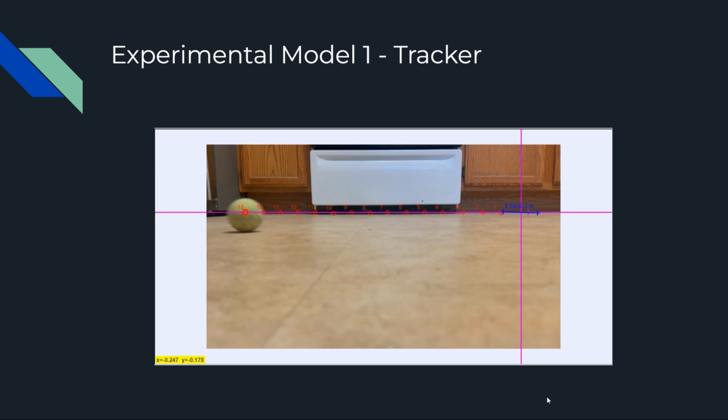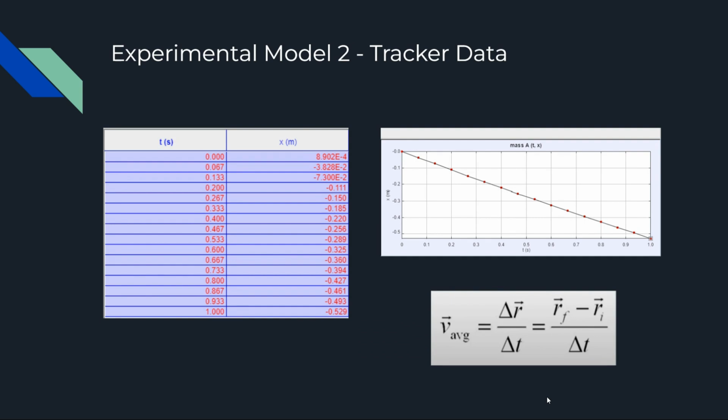After, I pointed out all of the center mass based on each frame to acquire position versus time data. While doing so, the initial position was 0.0009 meters. I was then able to calculate the average velocity using the first two data points in the average velocity formula of delta position over delta time. I found the velocity to be negative 0.585 meters per second.